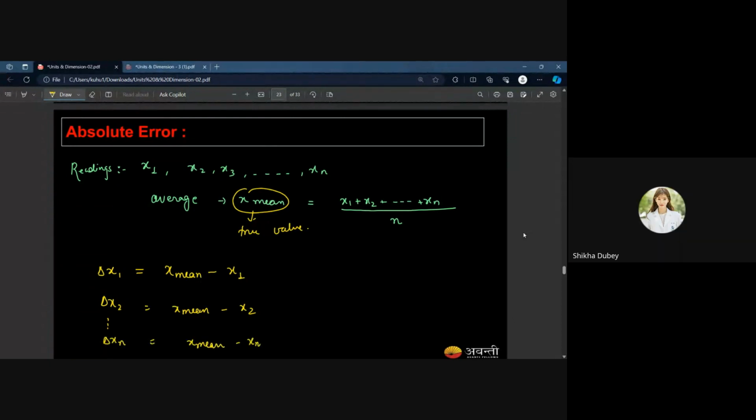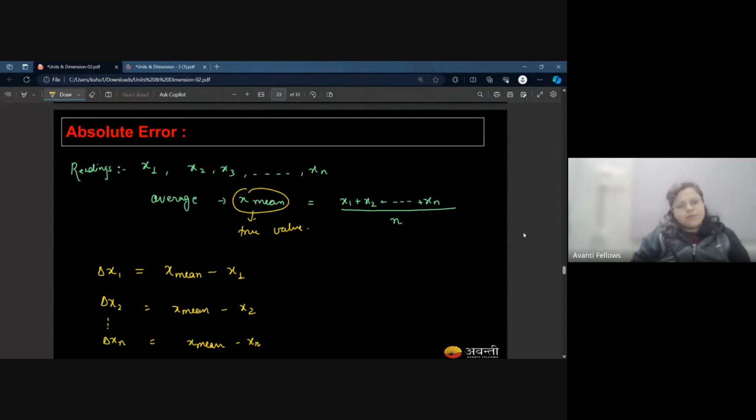I said, let's say you have 10 readings of something. First, you have to calculate the average, which we will call the true value or the actual value. Now, in order to find the absolute error, we have to calculate the difference or deviation from the actual value to the reading. Whatever the difference between the actual value and the reading, that is your absolute error. For example, for the first reading, the absolute error is nothing but x mean minus x1.